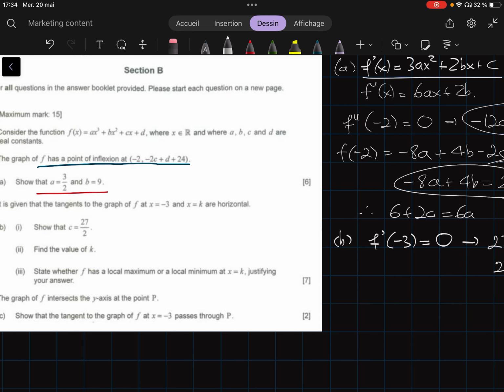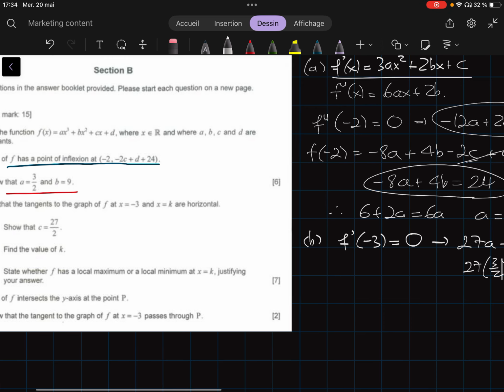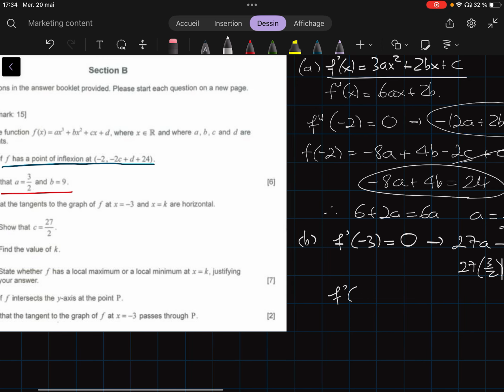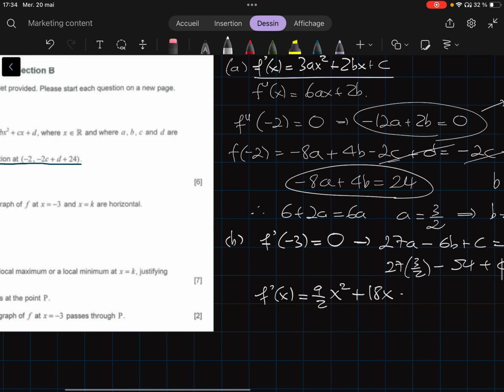Find the value of K. Okay. So f prime of x is equal to 9 by 2 x squared plus 18x plus 27 by 2.